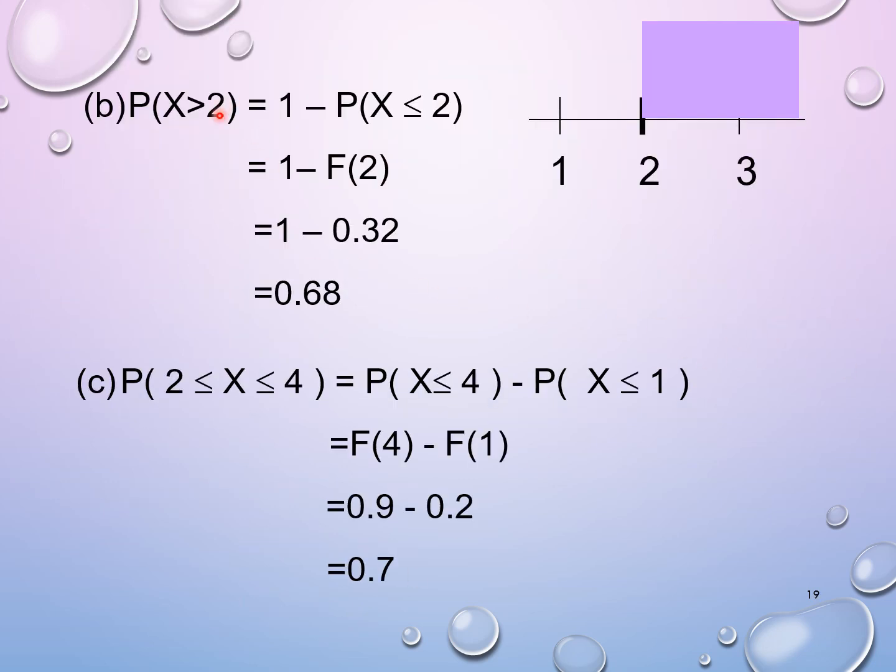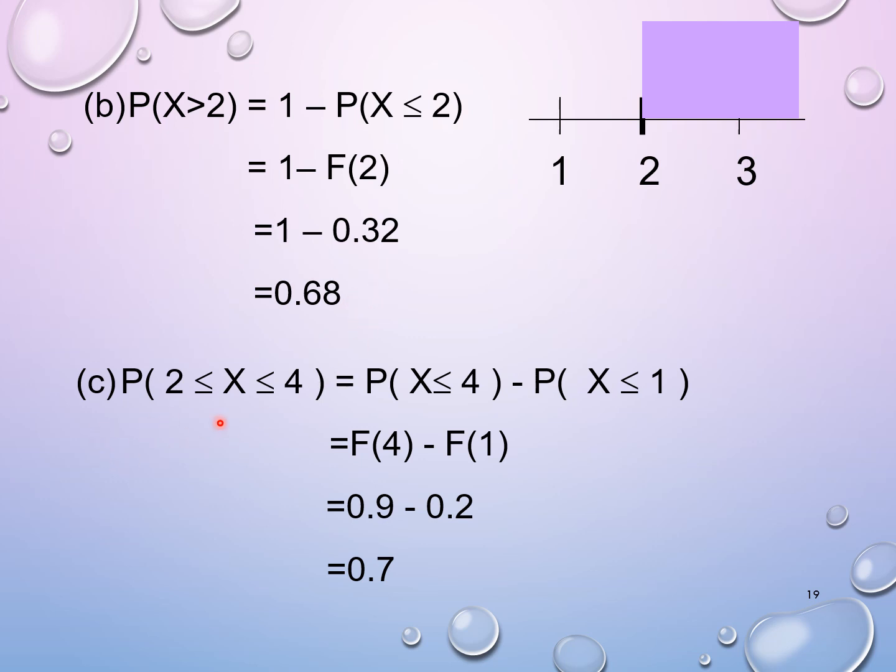For B, you need to find probability x greater than 2. For x greater than 2, it means that 1 minus probability x less than or equal to 2. And here is actually equal to F2, cumulative of 2. If we refer back to the previous table, cumulative of F2 is actually 0.32. So you get 0.68 over here.